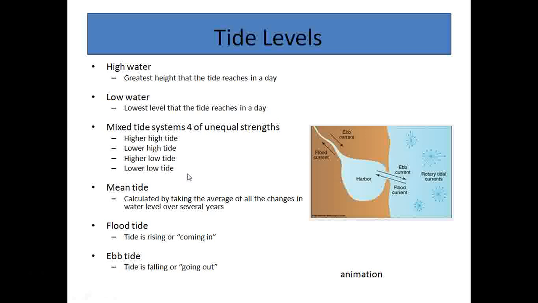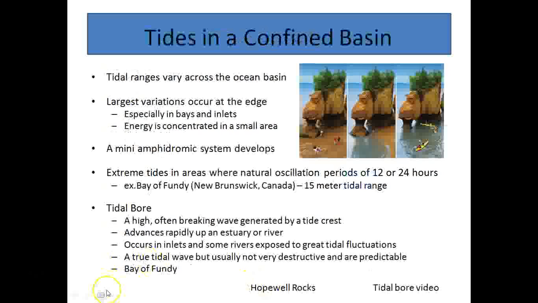low tide. The mean tide is just when they use a calculation, so it's calculated by taking the average of all changes in water level over several years. Flood tide is basically the tide when the tide is rising or coming into an area, and then ebb tide is when it's falling or going out from an area. Okay? And I think the animation is about ebb tides and flood tides.